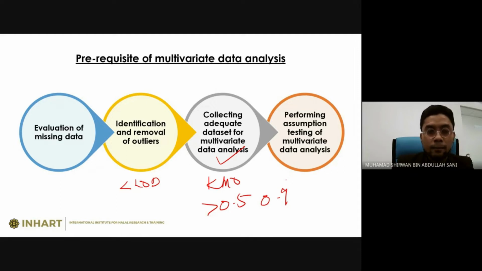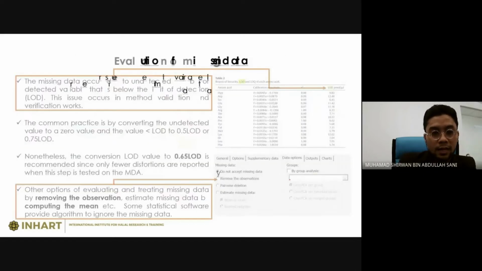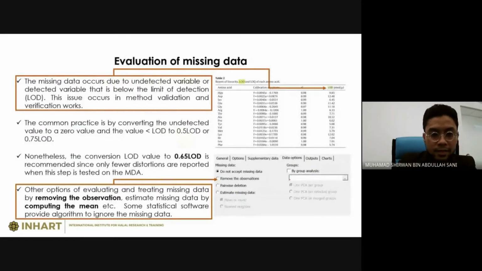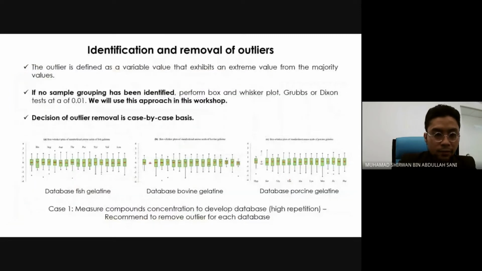treat non-normal distribution, heteroscedasticity, as well as non-linearity. So we can treat them using transformation. Okay, so if we go back, this is just the explanation that we have learned.